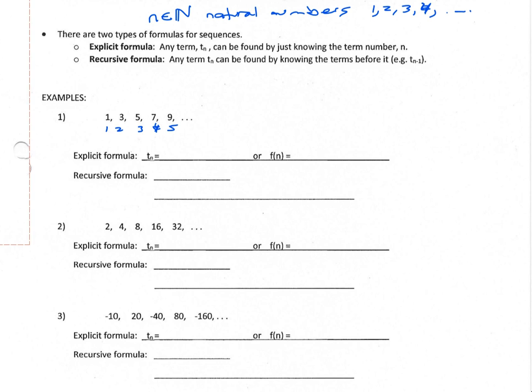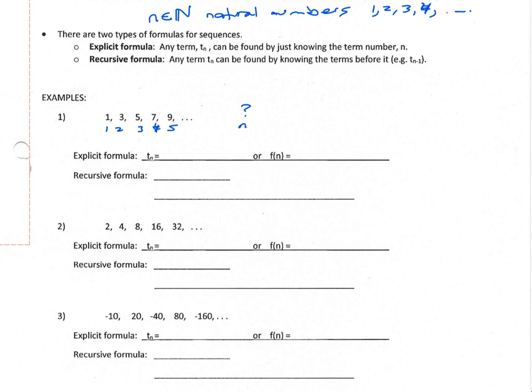Okay, and so what would be term 6? It would be 11. What's term 7? That's 13. What's term n? Okay, and so with term n, because we don't know what n is, we would have to find a formula that involves n to figure out that. But the recursive formula is actually a bit easier.